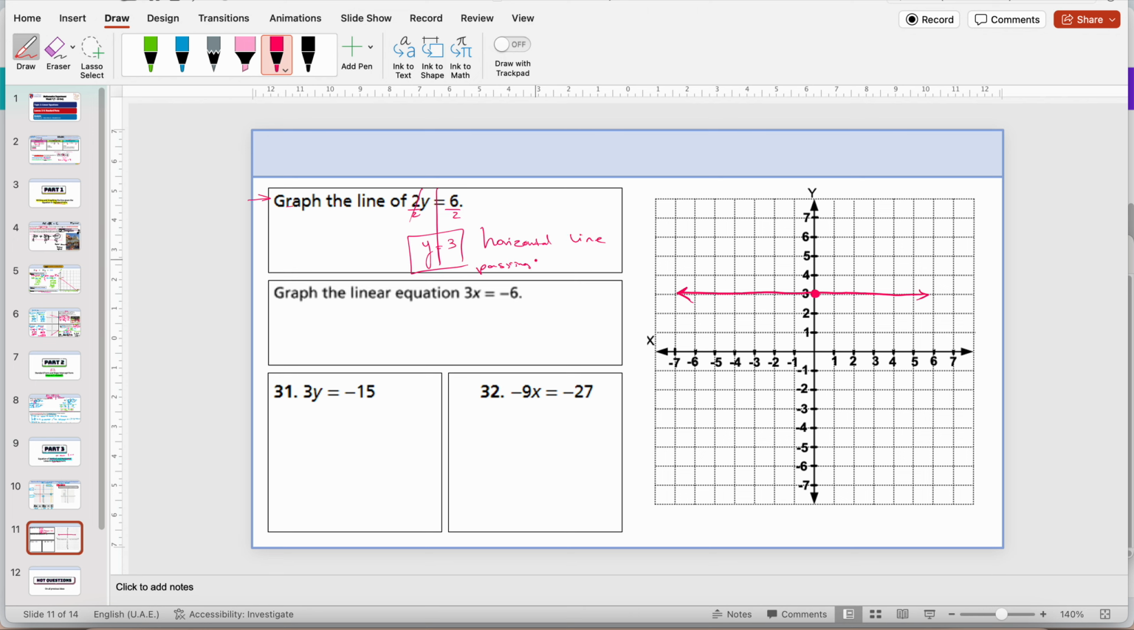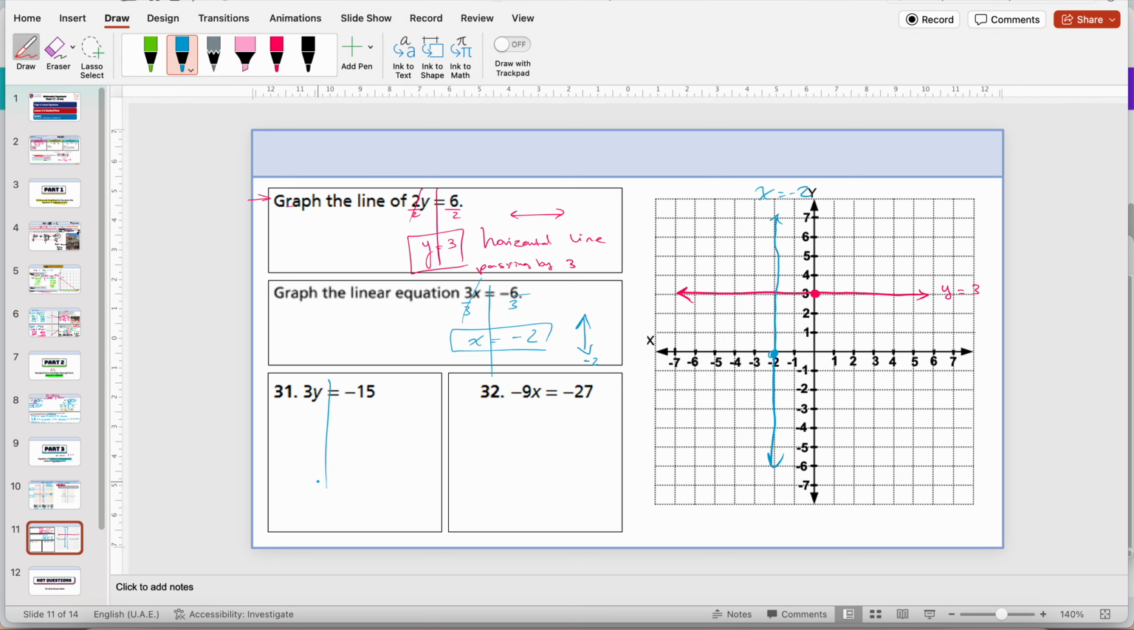Passing by 3. So y equals 3. Now next, here we have this one. Again, divide by 3. It's very easy. X equals -2. It's going to be a vertical line passing by -2. So on the x-axis, this is -2 because it's x equals -2. So x equals -2.